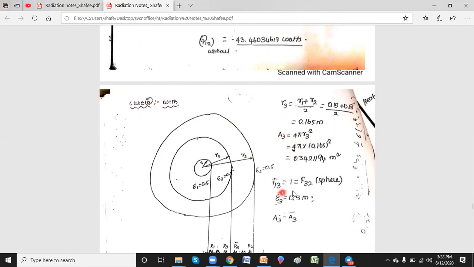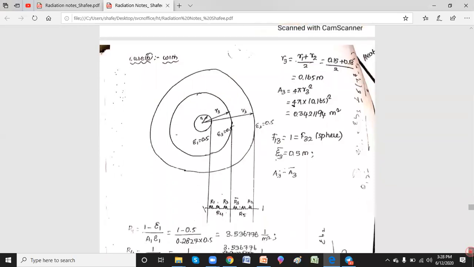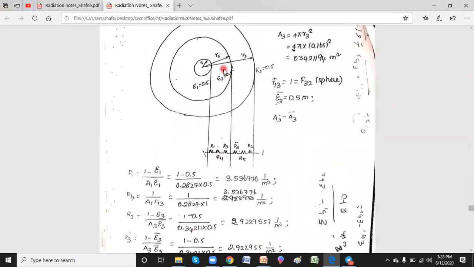Now I'll assume F13 and everything as 1, because that indicates the shape factor resistance. A3 is given, and I'll find it out like this; that's equal to A3 bar, doesn't matter. Now see how I have plotted the network diagram here. From 1 to 3, 3 to 2, like parallel planes. Now I have just taken the same spherical walls, and you have this diagram. So R1, R5, R4, R3, R3 bar, R5, R2.